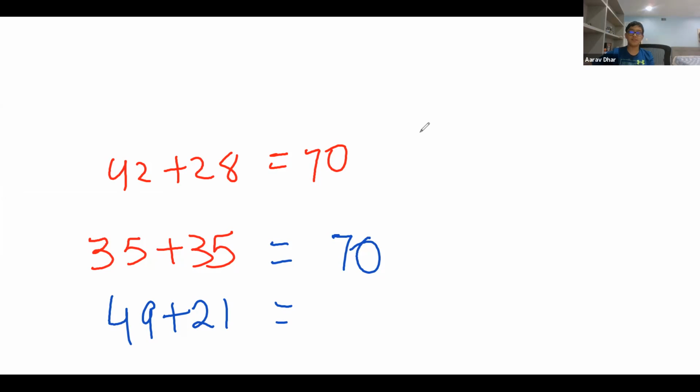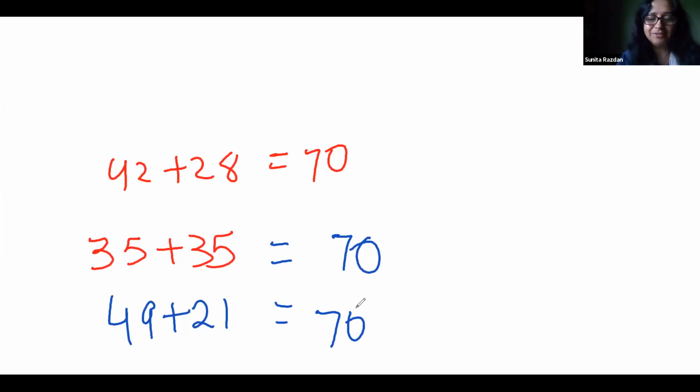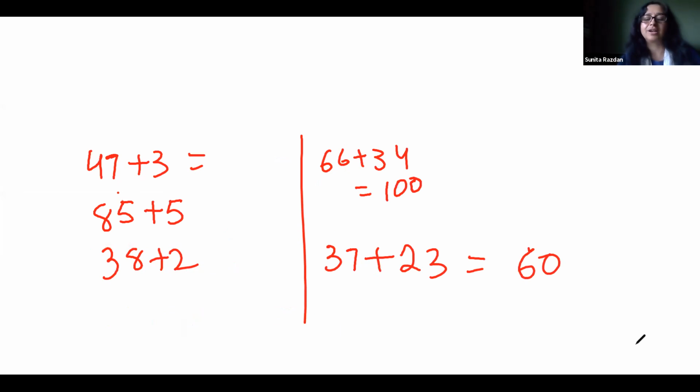So 40 plus 20 is 60, and then 9 plus 1 is 10. So then you'd add 60 and 10, which is 70. Good job. Now, this is called completing the whole, because we are trying to make the tens first and then see from the ones place what comes.